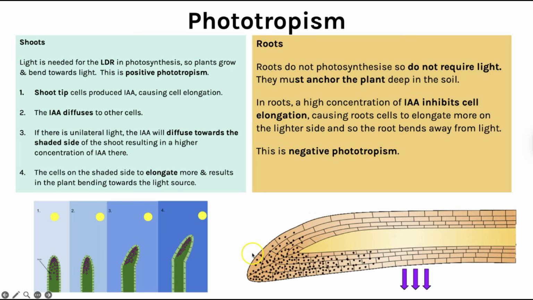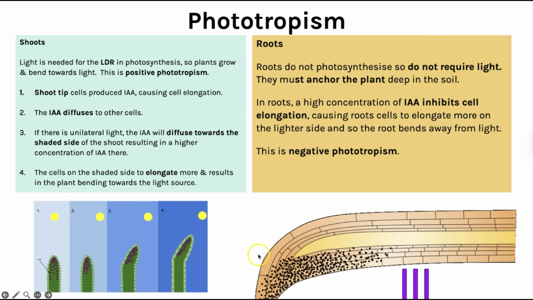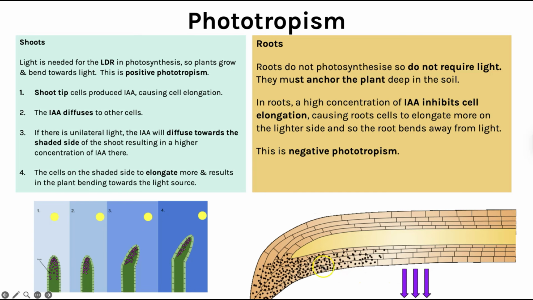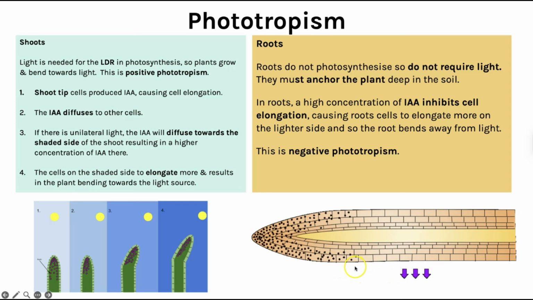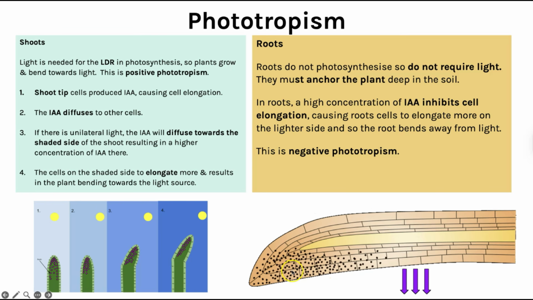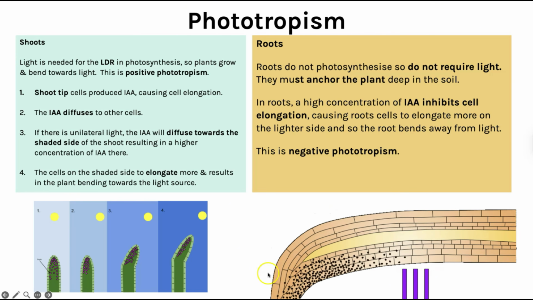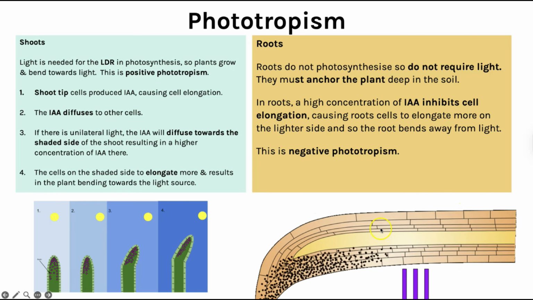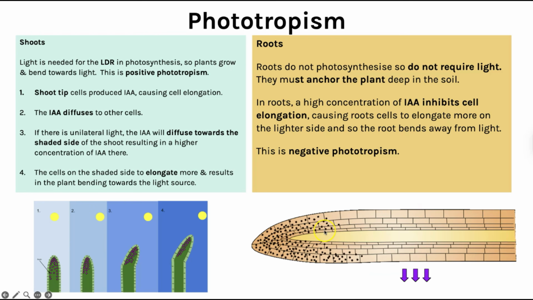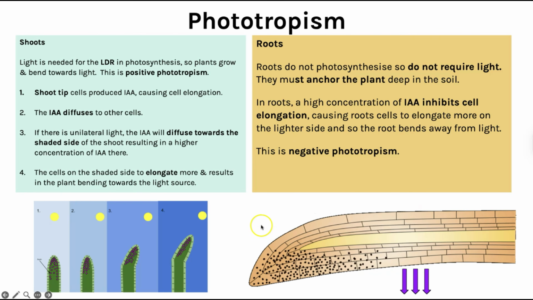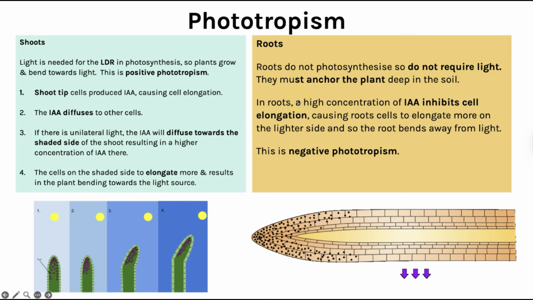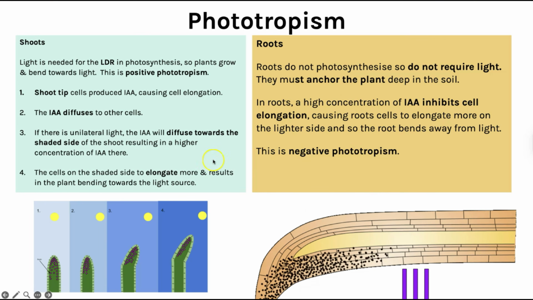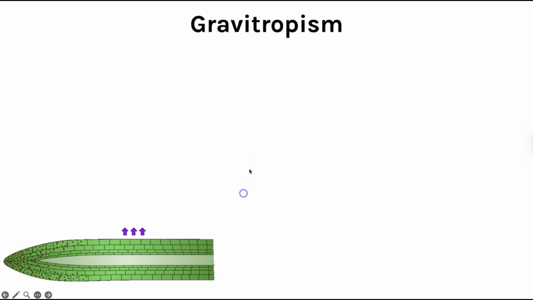So you still have IAA being produced in the tips of the root, but the IAA diffuses to the lower side, the direction where you would have gravity, and that inhibits the elongation of the cells on the lower side of the root. The ones on the top side are still going to grow, and therefore that top side is longer and it bends downwards away from the light source and towards gravity. But this would be our negative phototropism because it's away from the light source.